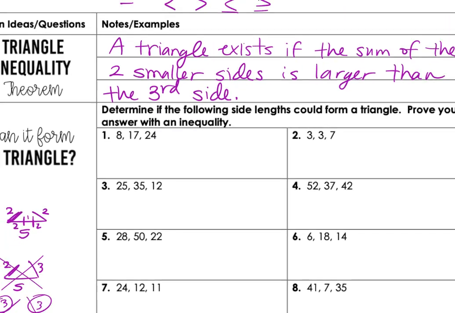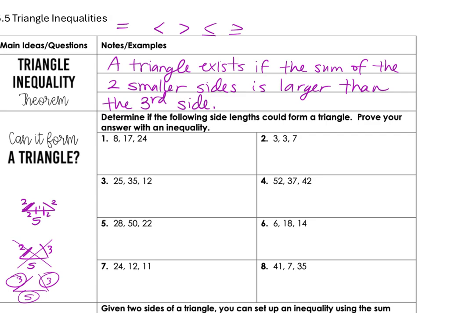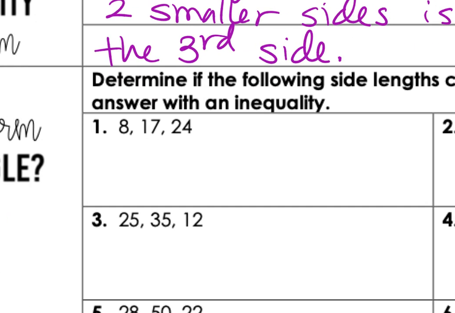So let's take a look at this. It says, determine if the following side lengths could form a triangle. Prove it with an inequality. Side note, you don't get to just tell me yes or no in your homework. I need to see some form of an inequality. So on this one, what are your two smallest sides? Number 1. 8 and 17. So 8 plus 17 has to be bigger than 24. Is it?